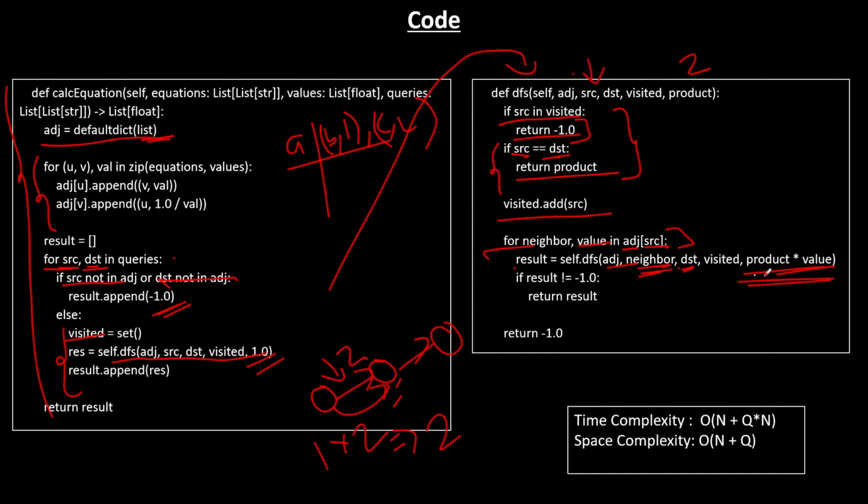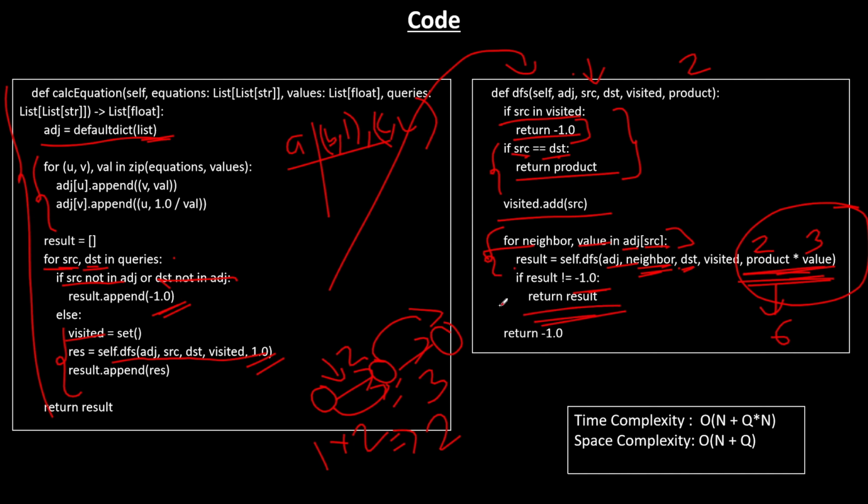And again, when you come to this particular loop, you do the multiplication again, right? The product was 2, and the value for this particular edge is 3. Okay, so it becomes 6. So this is what happens here. And when you complete the whole traversal, if the result is not equal to -1, we return the result.